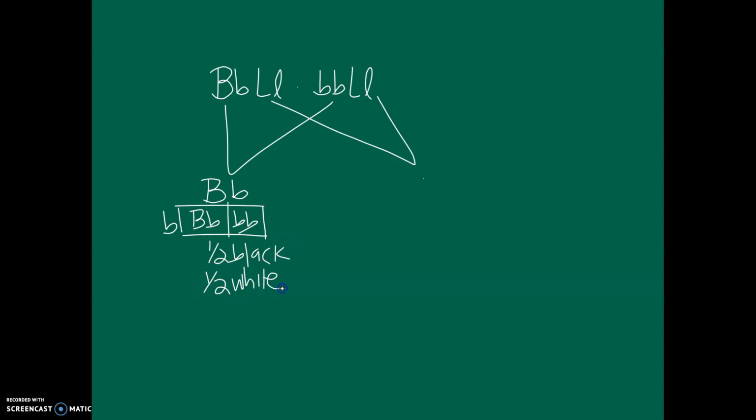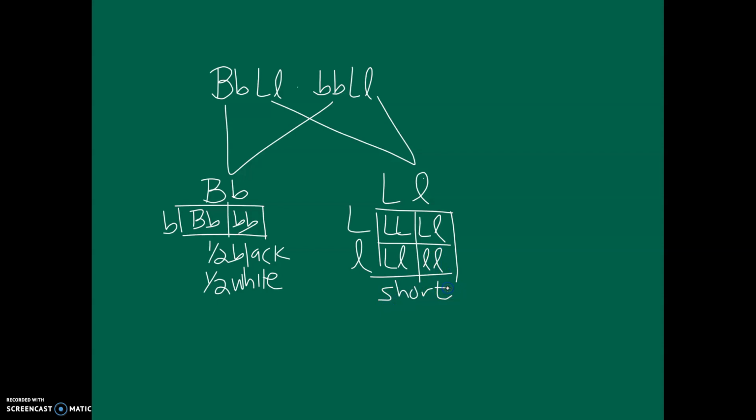Now let's cross our L's. So we're crossing big L, big L with little l. And that gives me a 3/4 chance. Remember, in this case, even though with L you would think long was dominant, short is dominant. So this is actually a 3/4 chance of being short and a 1/4 chance of being long. So all we've done here is separate out our traits back into just simple Punnett squares. We're just doing our B's, we're just doing our L's.